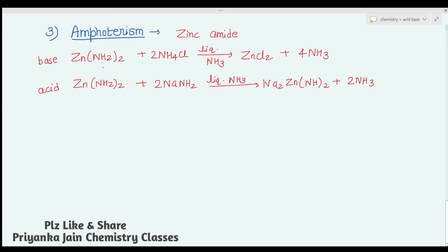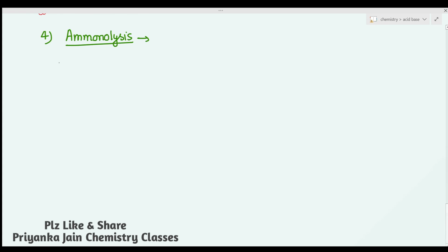Now the next type of reaction is ammonolysis. Ammonolysis is similar to hydrolysis. As you have studied, in hydrolysis a salt reacts with water, and it forms acid and base.